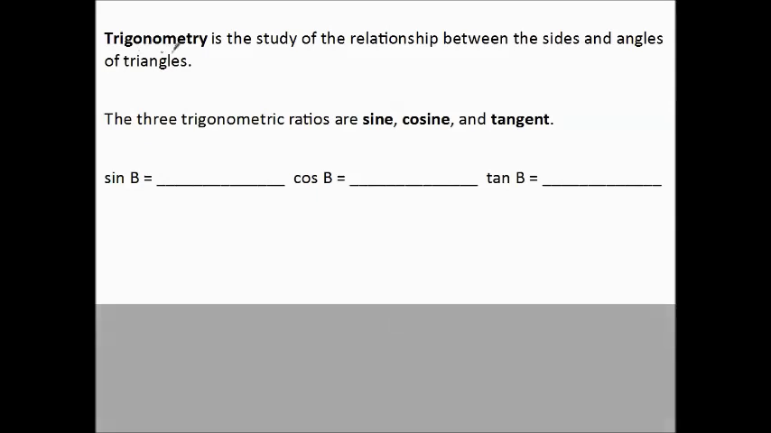First of all, trigonometry. What that means is it's the study of the relationship between sides and angles of triangles. The three trigonometric ratios are sine, cosine, and tangent. The way we write them is abbreviated with just the first three letters. Since it is an abbreviation, it still means a word, so we use the word even though we write the abbreviation.